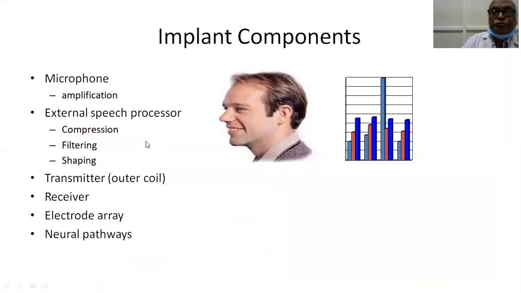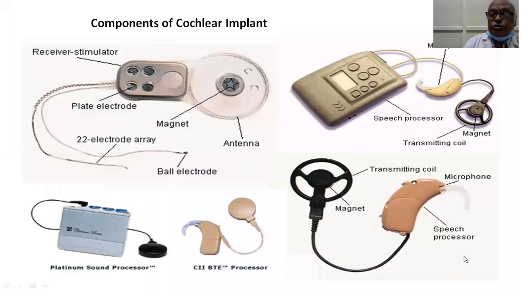How do we introduce it? And how does it work? Let us go back. The sounds are heard through a microphone, and the speech processor synthesizes the speech and breaks it into electrical vibrations. These electrical vibrations are passed through the magnet into the antenna and the magnet here. From there, the vibrations are carried into the receiver stimulator, and through this electrode array, which has 22 electrodes, which is introduced into the basal turn of the cochlea.